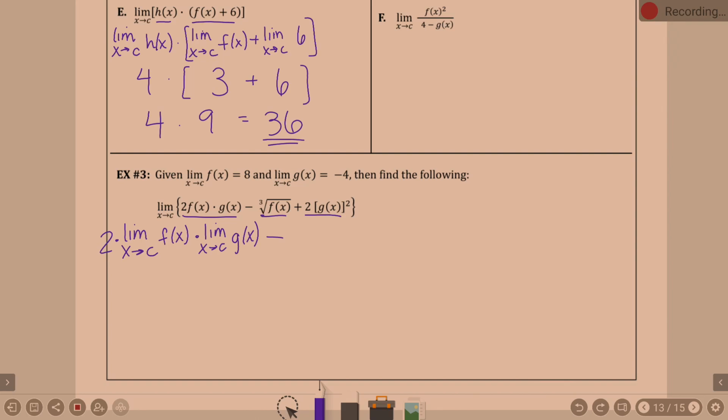What do you know about a cube root? You could write it as, if you want, the cube root of the limit as x approaches c of f of x. Or you can write a 1/3 power, plus, and on that last one, you've got the 2 out front and the limit squared. So 2 times the limit as x approaches c of g of x, and that whole limit is squared.